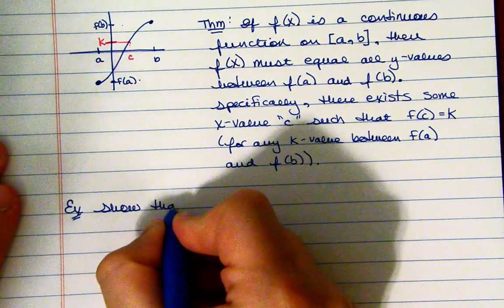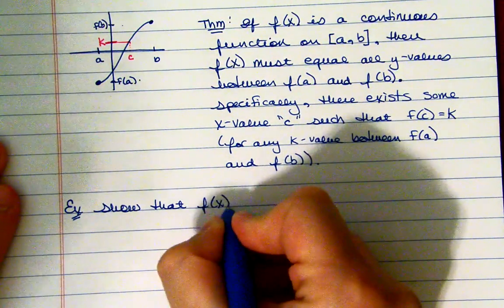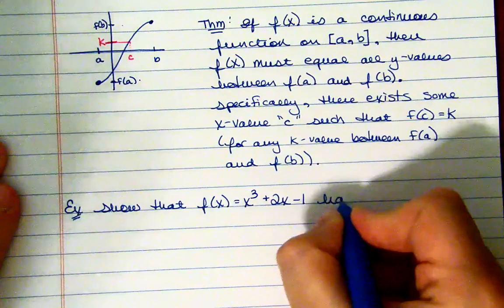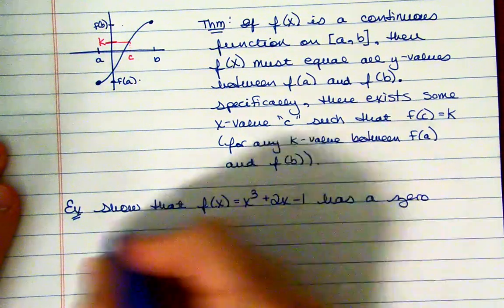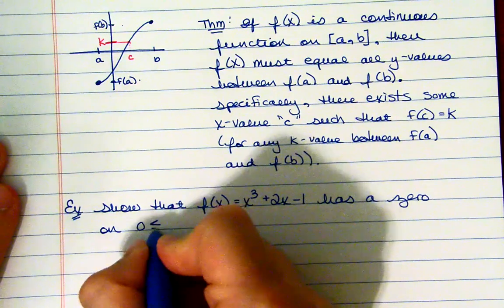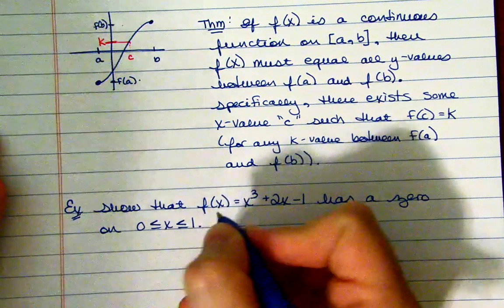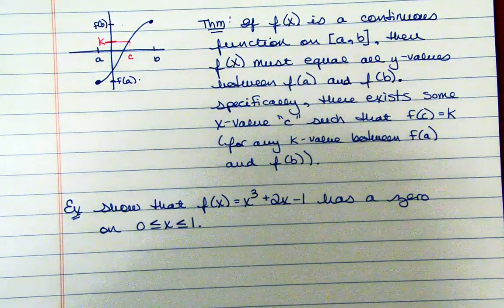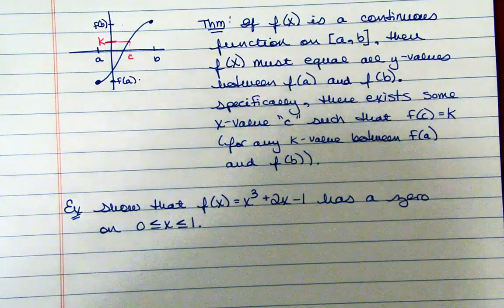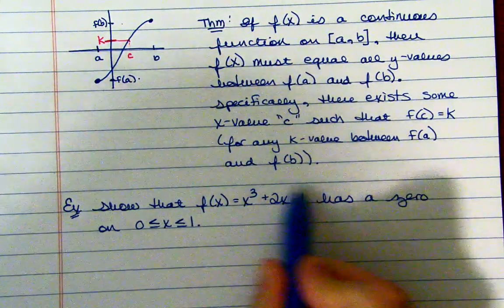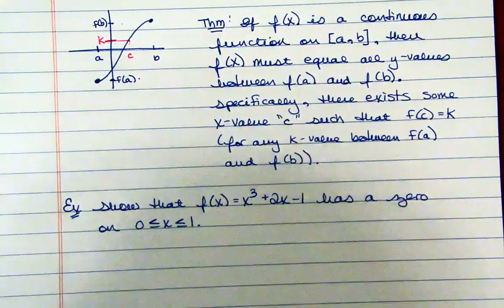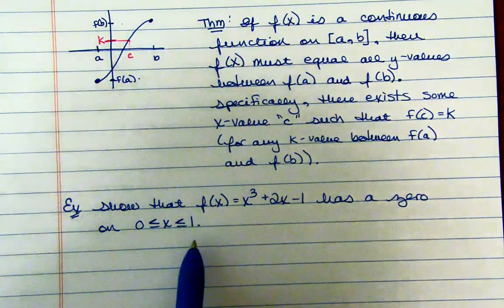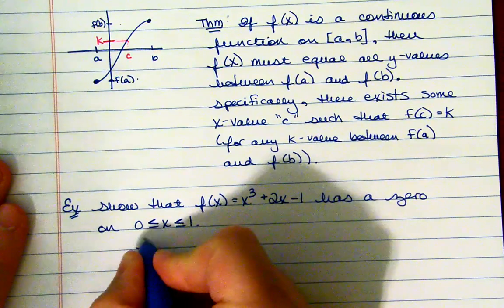I would like to show that the function f of x, which equals x cubed plus 2x minus 1, has a 0 on the interval between x equals 0 and x equals 1. This is going to be an application of this intermediate value theorem. I'm trying to guarantee that somewhere this function is going to have a y value of 0. Well, the first thing I need to do is figure out f of 0 and f of 1. I need to know those y values at the endpoints.